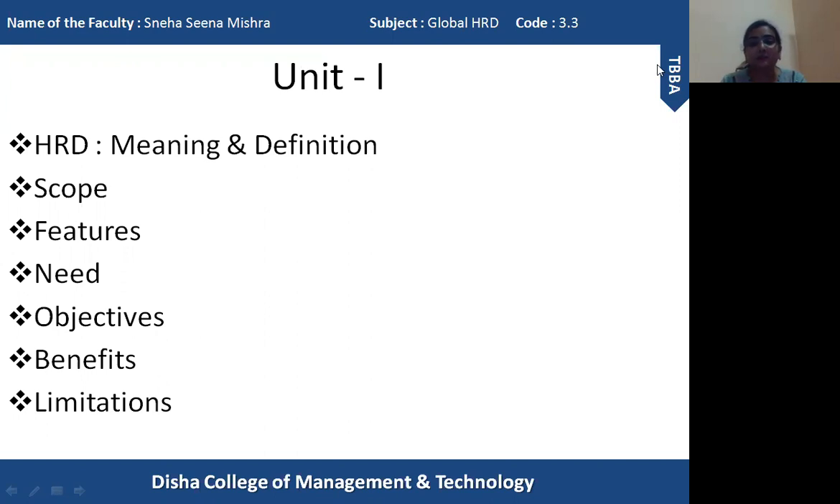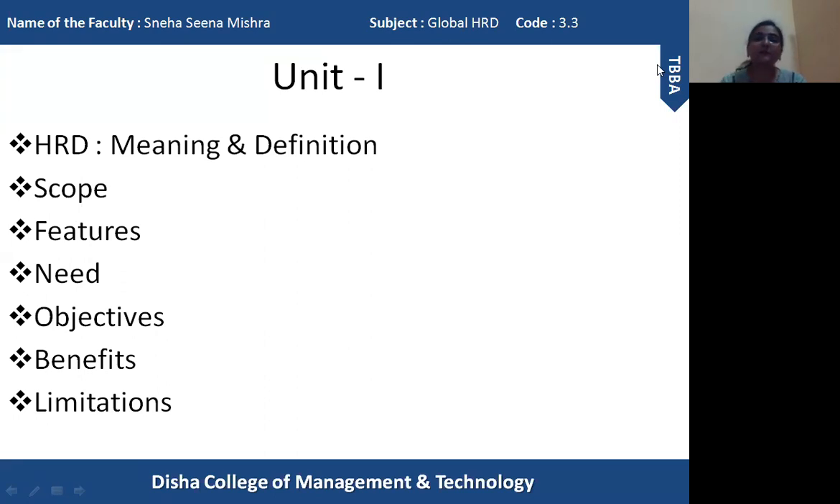A proper career plan is created for them. They can decide what they want to do in future. So these things become very clear for each and every employee. But having so many benefits does not mean that HRD does not have any kind of limitation. It has many limitations which reduce the effectiveness of human resource development programs.